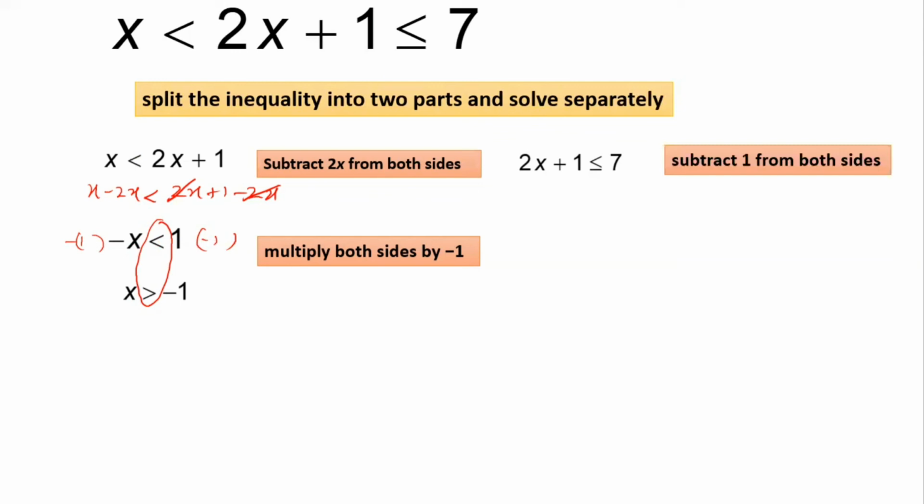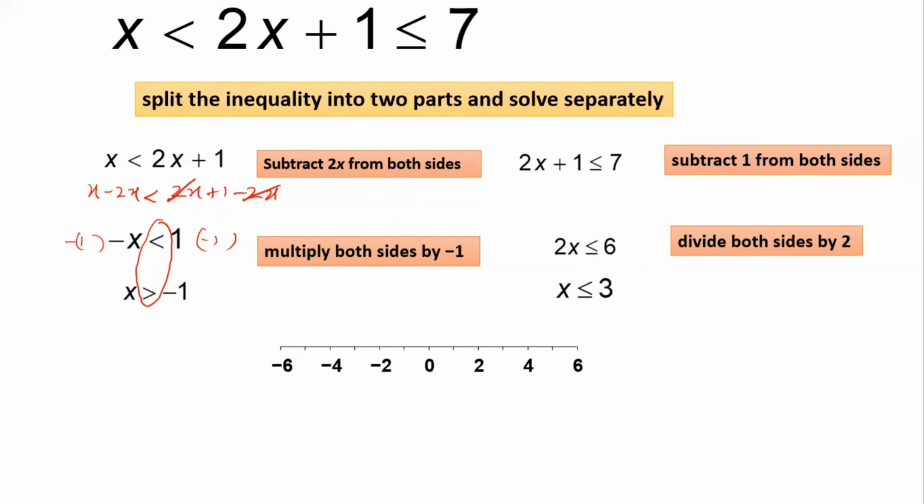Okay, let's solve the other inequality now. We will subtract 1 from both sides. 2x plus 1 minus 1 gives you 2x, and 7 minus 1 is 6. Now we will divide both sides by 2. 2x divided by 2 is x, and 6 divided by 2 is 3. So we got the values x is greater than minus 1 and x is less than or equal to 3.